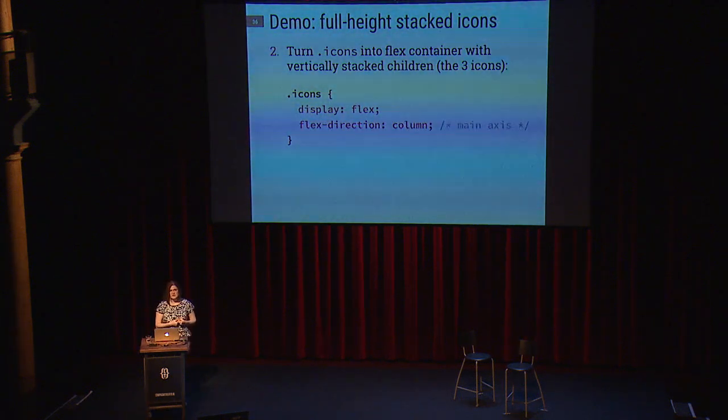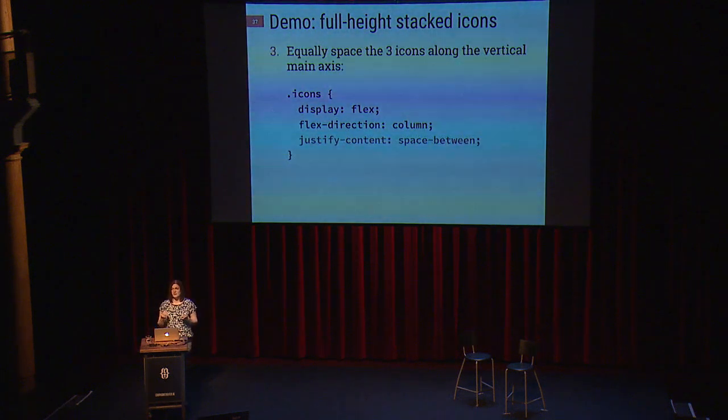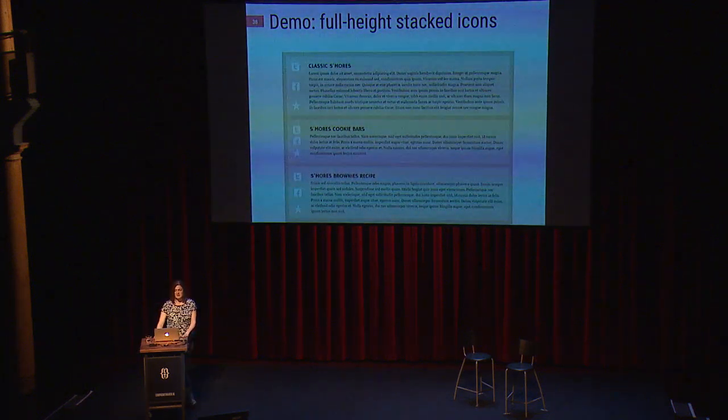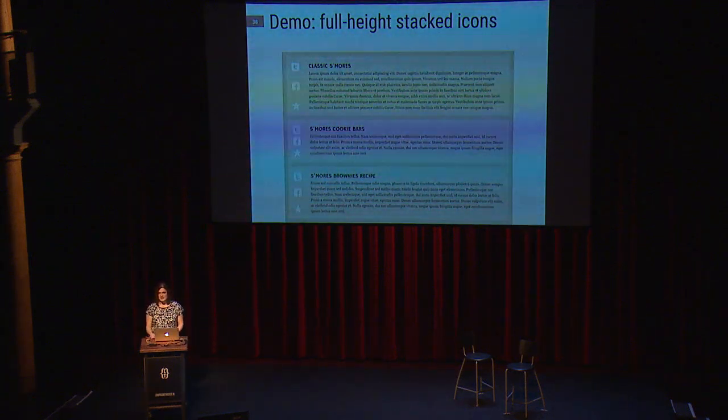But remember that flex direction also controls the main axis. So with flex direction column, the icon's main axis is now vertical. So I can use justify content space between to equally space them over the height, no matter what it is. So here's the result. Each media object has a different height, but the icons always span the full height with equal spaces in between.